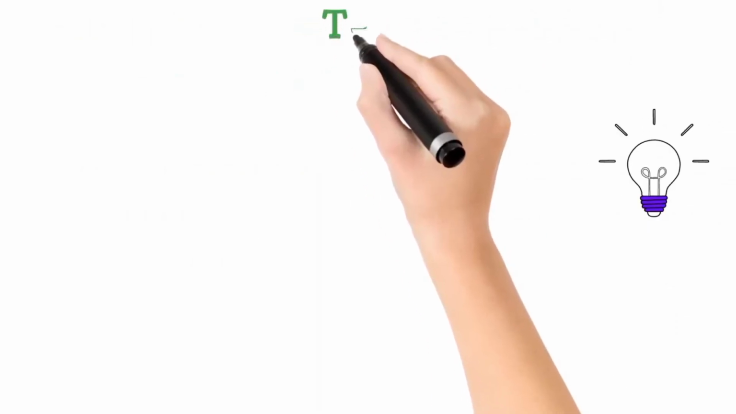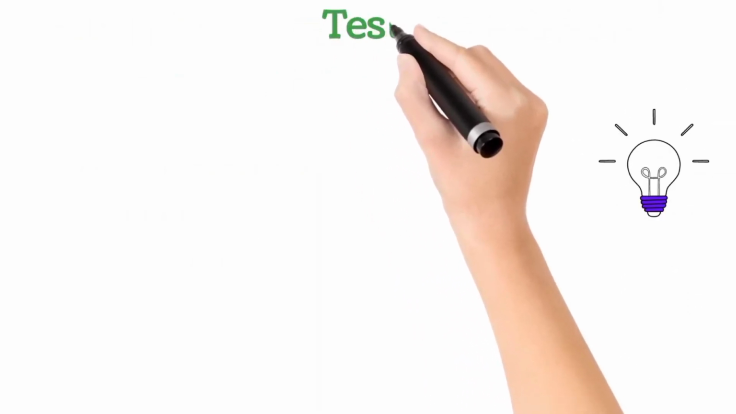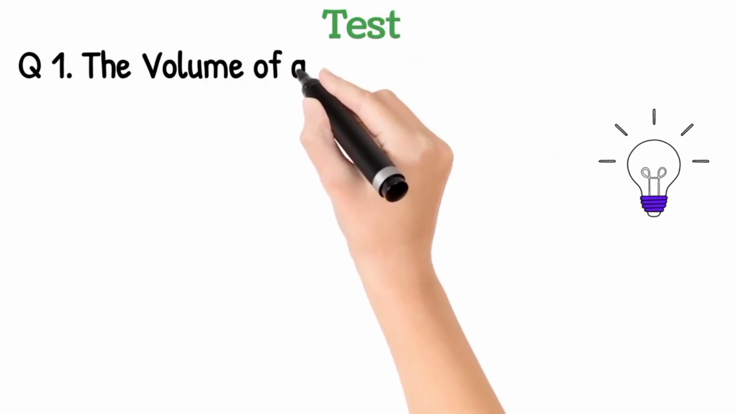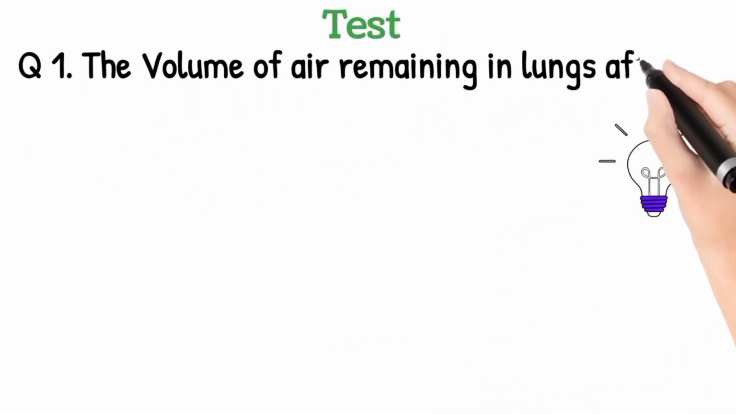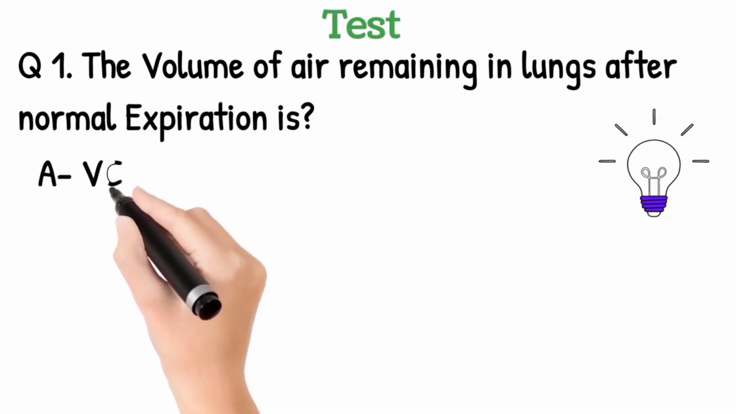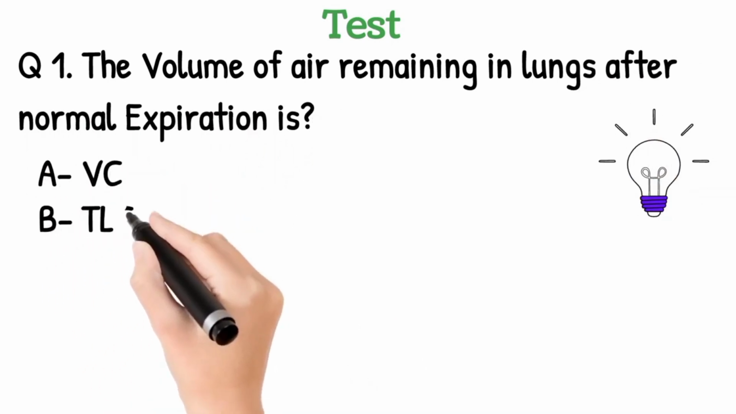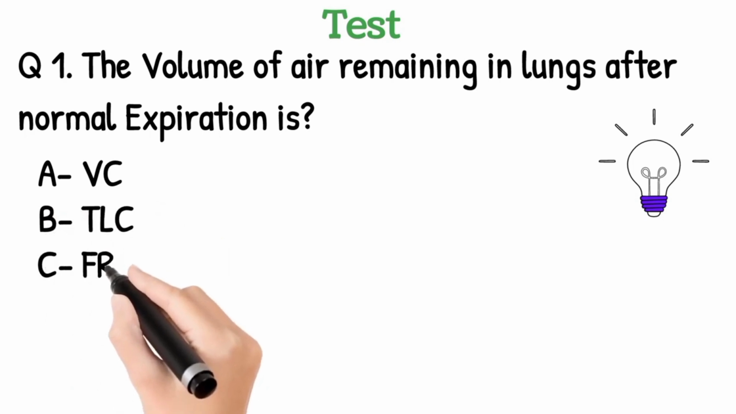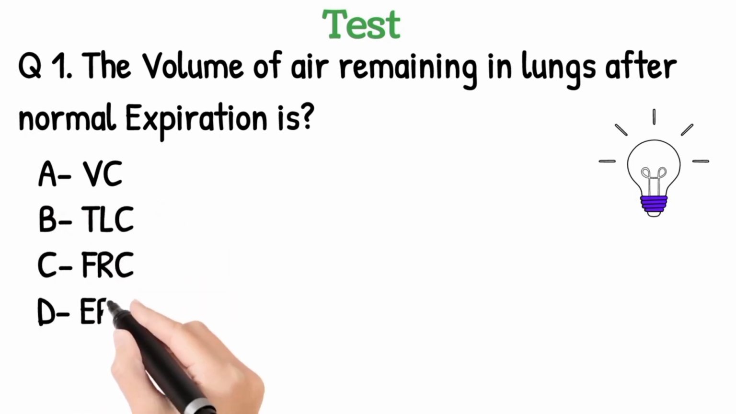Respected doctors, now it's time to test your knowledge. Question 1: the volume of air remaining in lungs after normal expiration is. Option A vital capacity, B total lung capacity, C functional residual capacity, or D expiratory reserve volume.